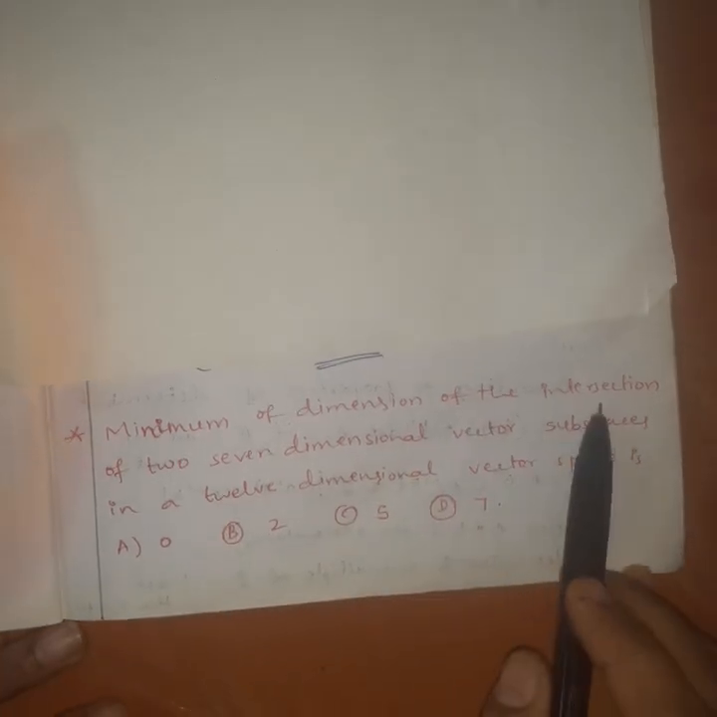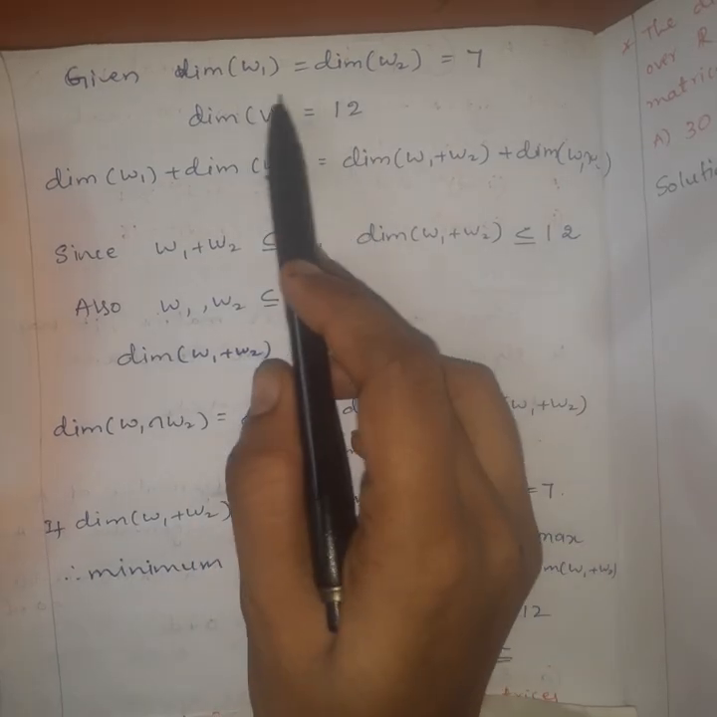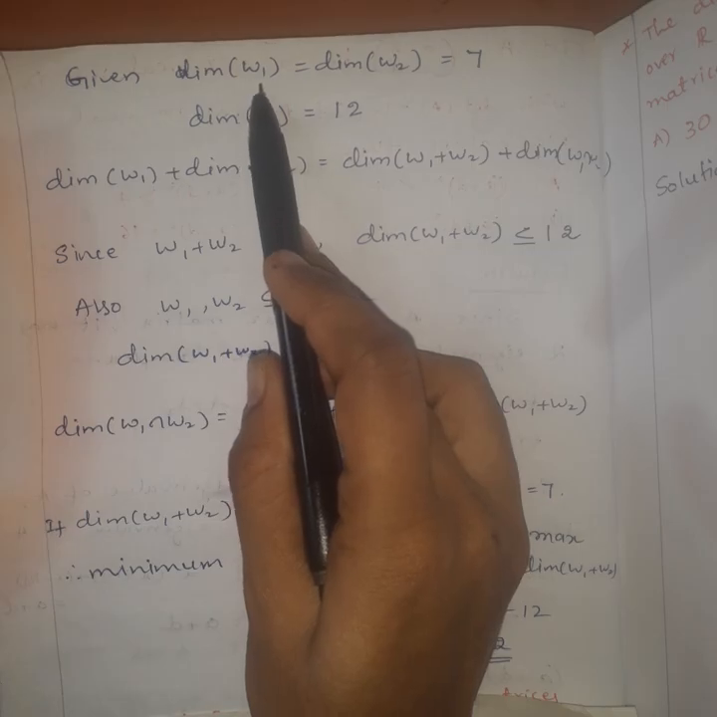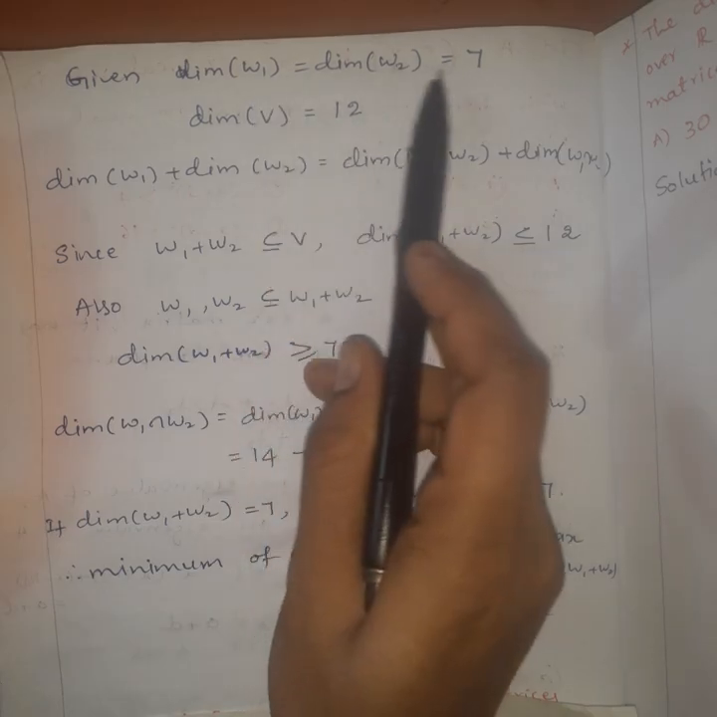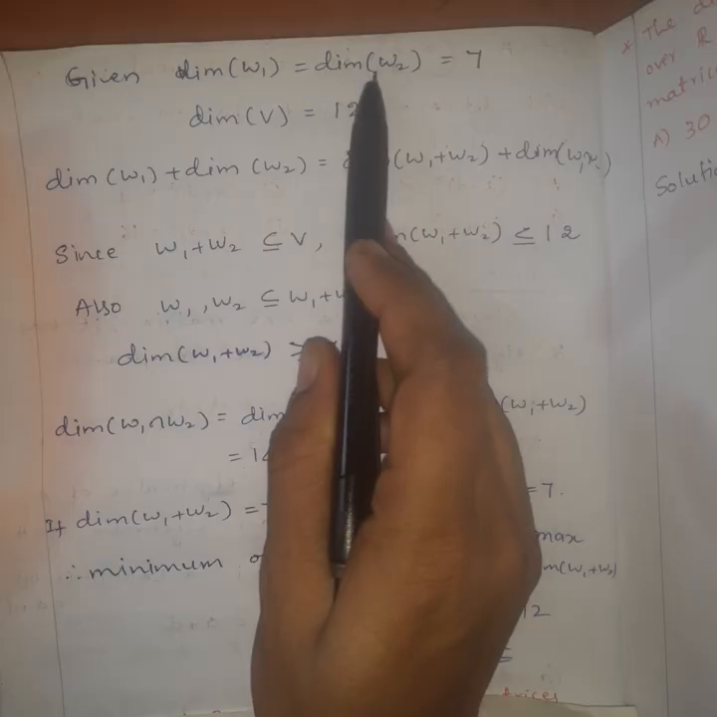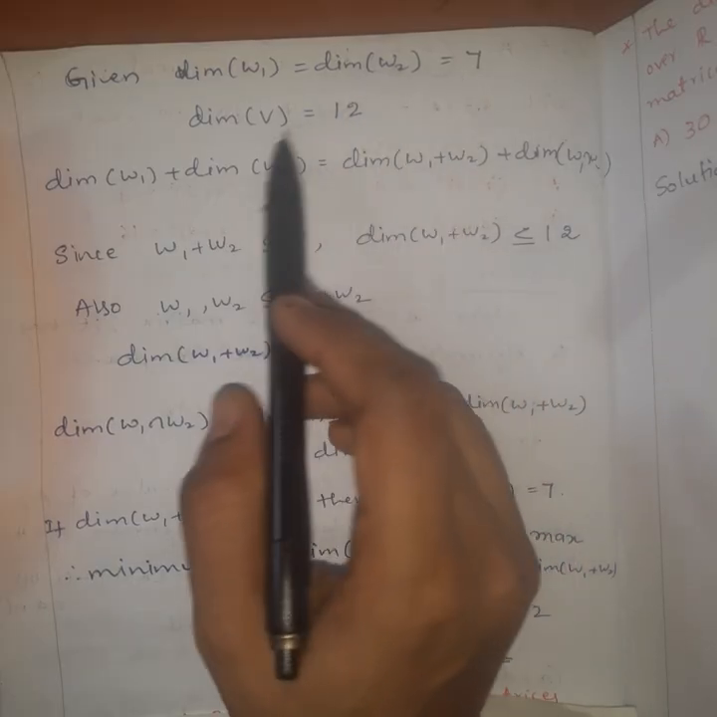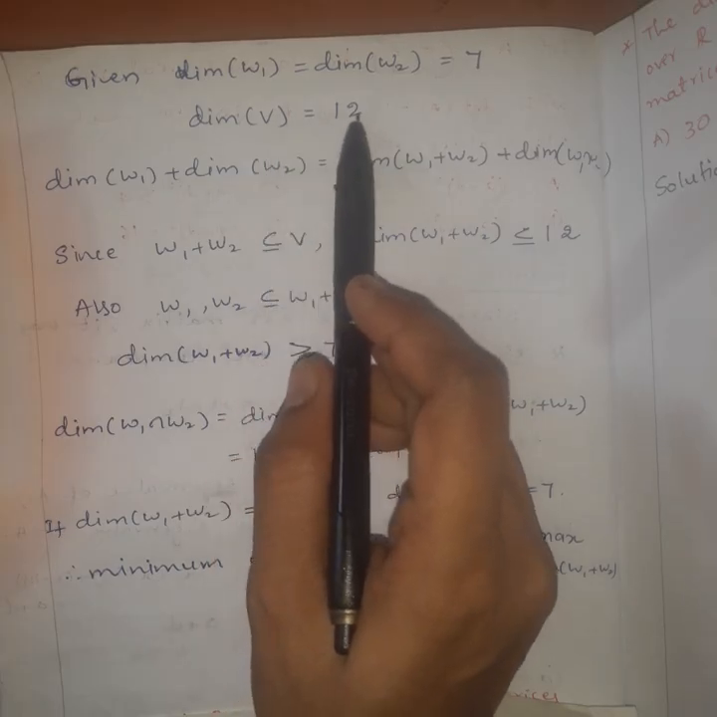Next question. The minimum dimension of the intersection of two 7-dimensional vector subspaces in a 12-dimensional vector space is: option A 0, option B 2, option C 5, option D 7. Given the intersection of two 7-dimensional subspaces, let W1, W2 be two subspaces, each having dimension 7, and dimension of V equal to 12, as they have given.